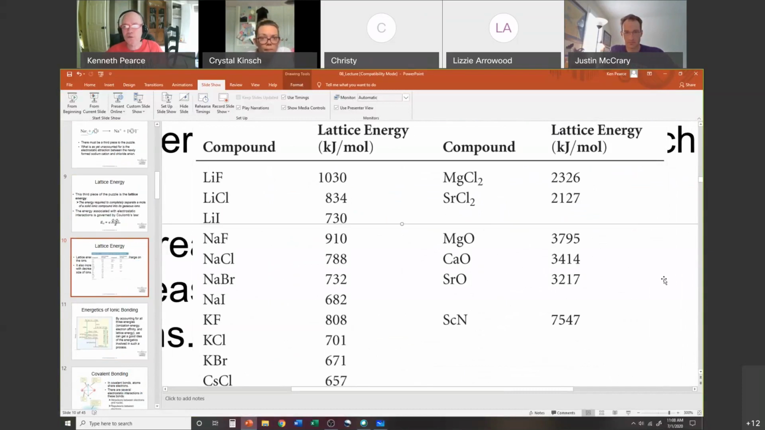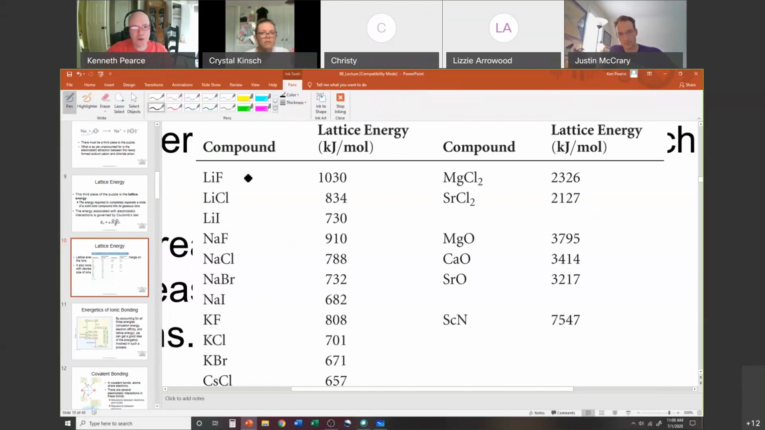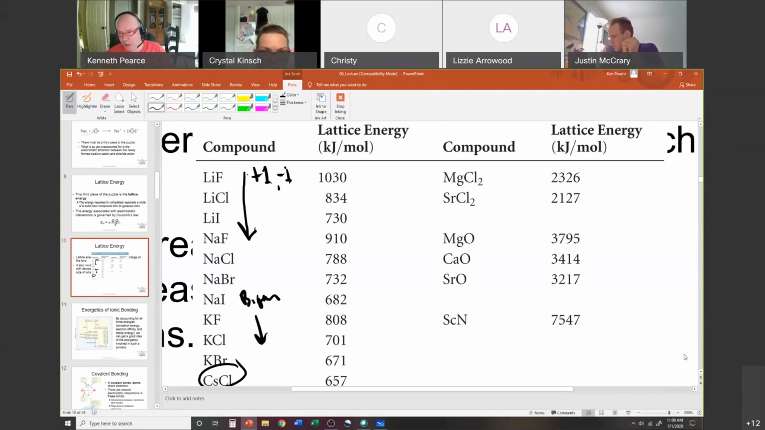All right, so here is the experimental data for lattice energy. And if you look down this list here, these are all +1, -1. And look how these are bigger as we go down. Y'all see that? It is bigger as we go down the list. So lithium fluoride, those are the smallest ions, and cesium chloride is really big. You see that?